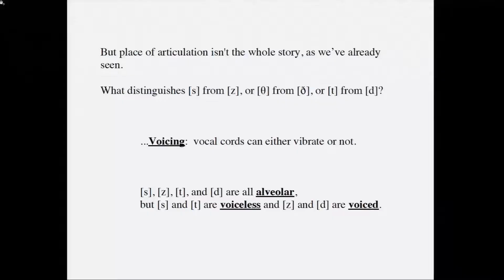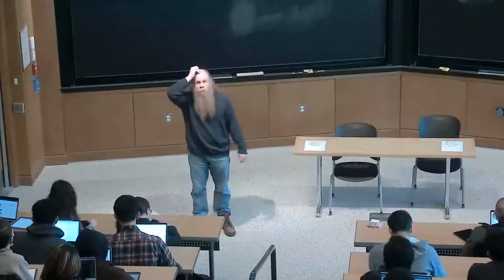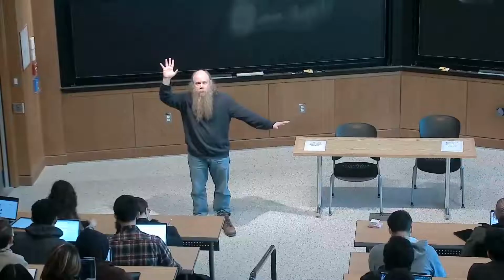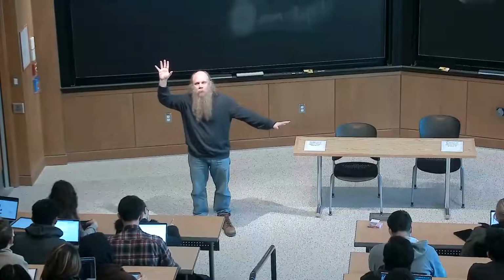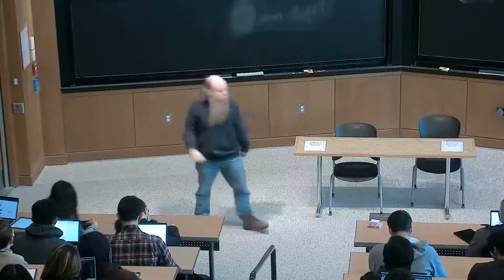Okay, so your vocal cords can either be vibrating or not vibrating. So you have voiced sounds and you have voiceless sounds. So S and Z and T and D are all alveolar, but S and T are voiceless and Z and D are voiced. Does that all sound right? Is anyone upset by any of that? Disturbed, alarmed, hungry? Anything? Okay, good.